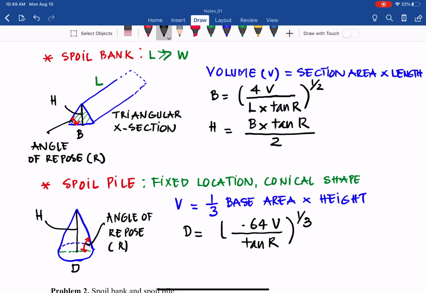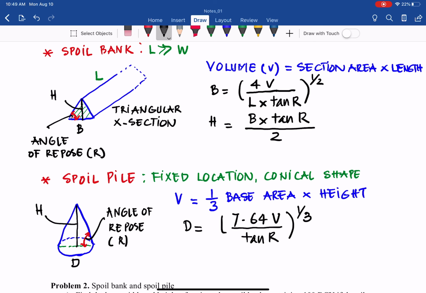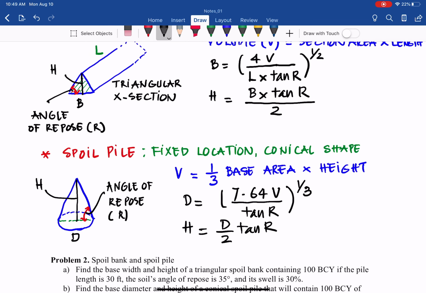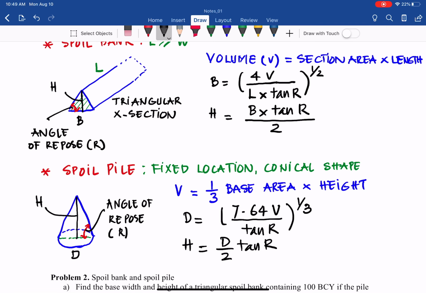So base area, for the circle, will be pi r squared, or pi d squared over 4. You plug that in there, and for the height, you can find the relationship between D, angle of repose R, and the volume, so that you can find out D with that transformation from the volume. And then we can determine the height. Similarly, it equals D over 2 tangent of R, basically the trigonometric relationship, so that you can have the equation for both scenarios.